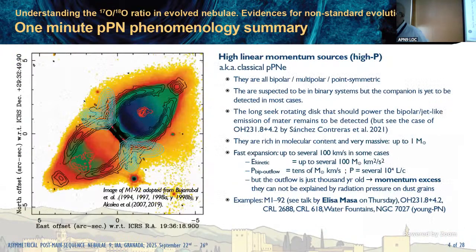The other kind of object, I will call the classical high momentum sources. They are all bipolar, multipolar, whatever. They are supposed to be binary resistant. We don't see the binary yet.